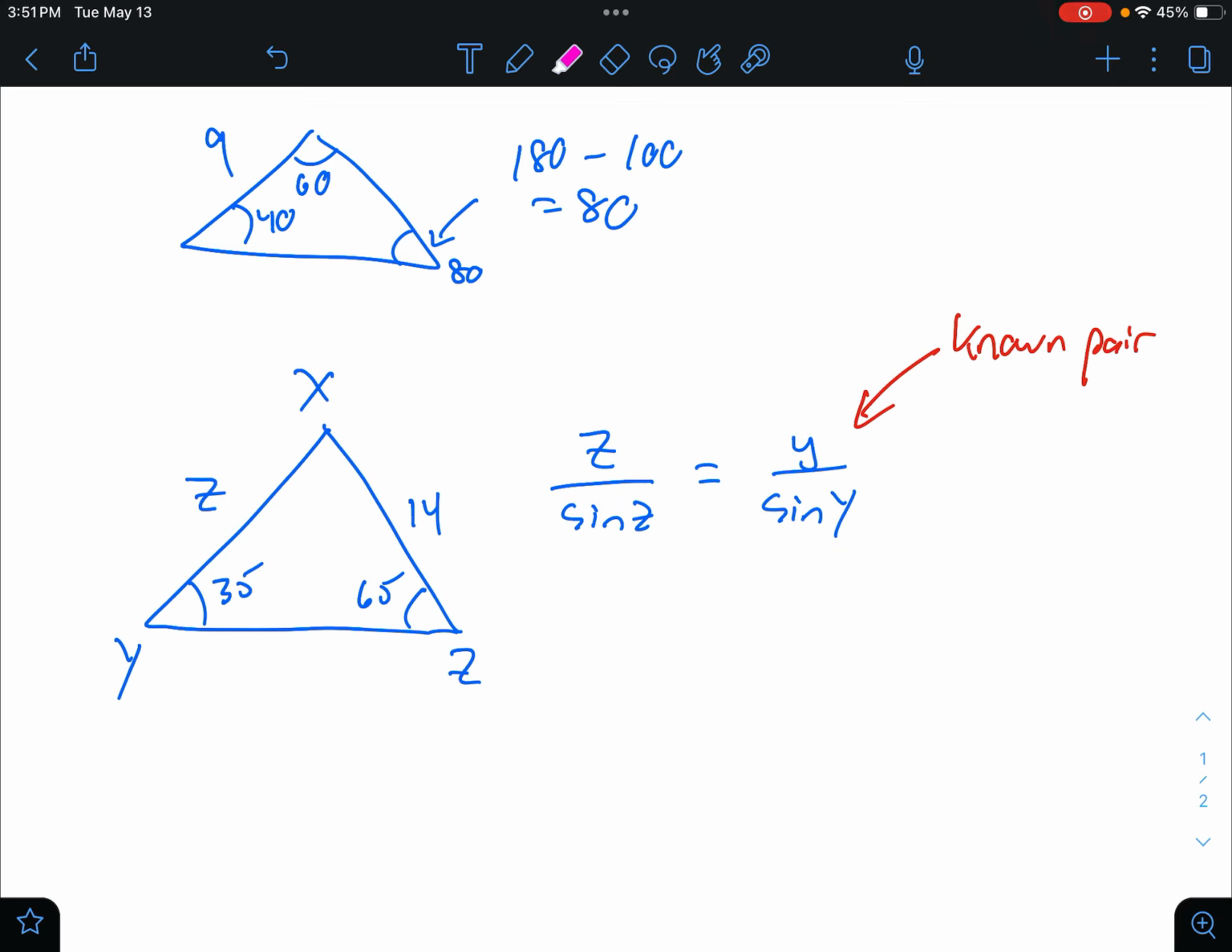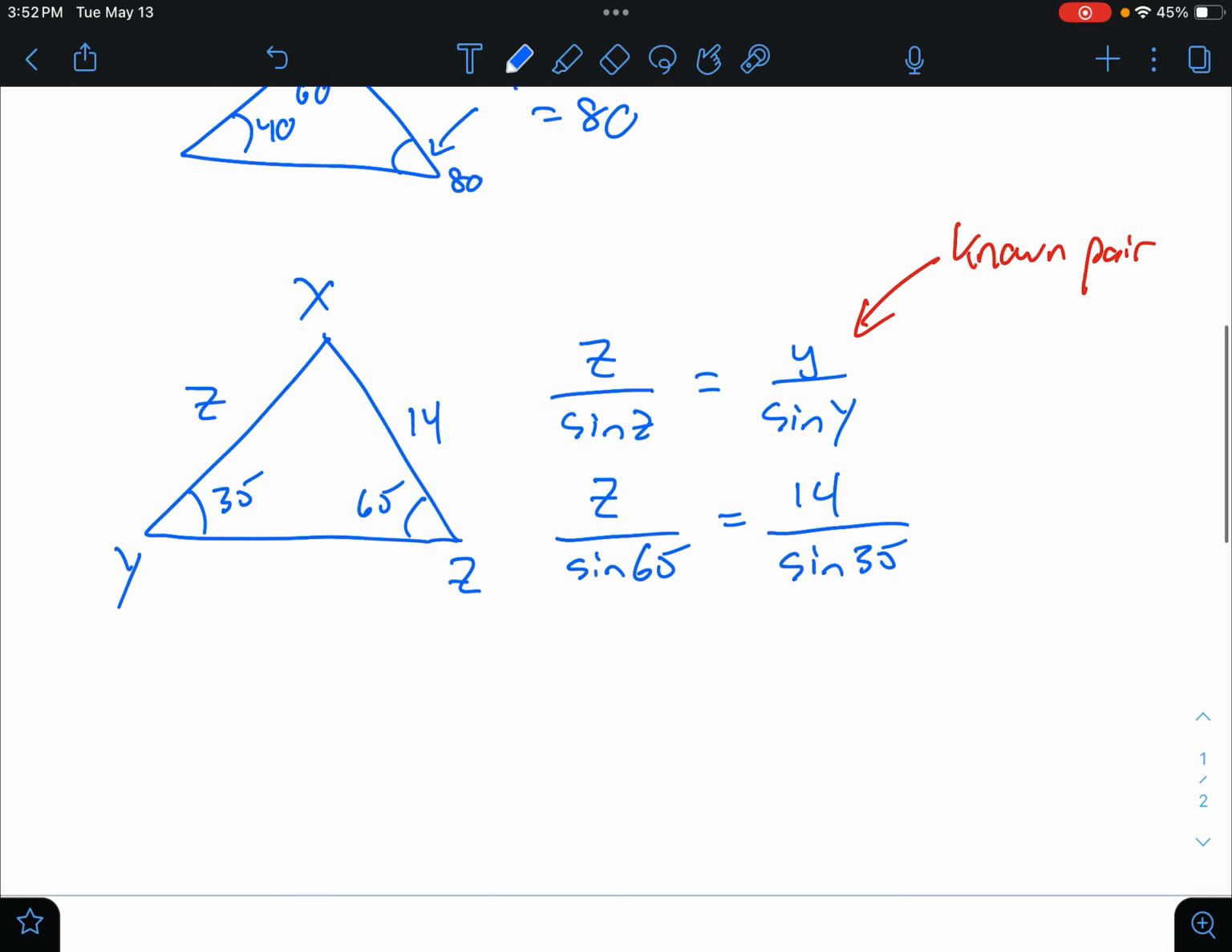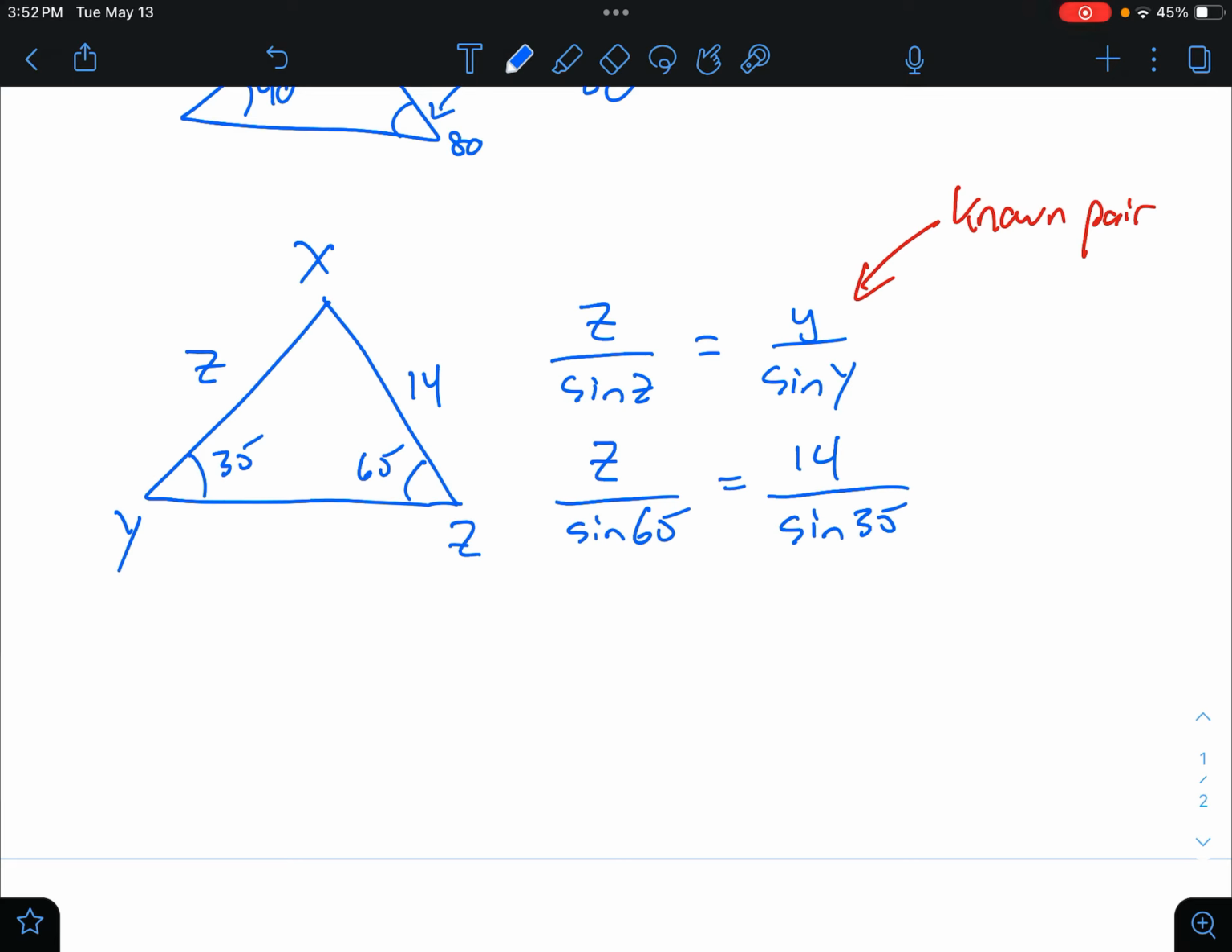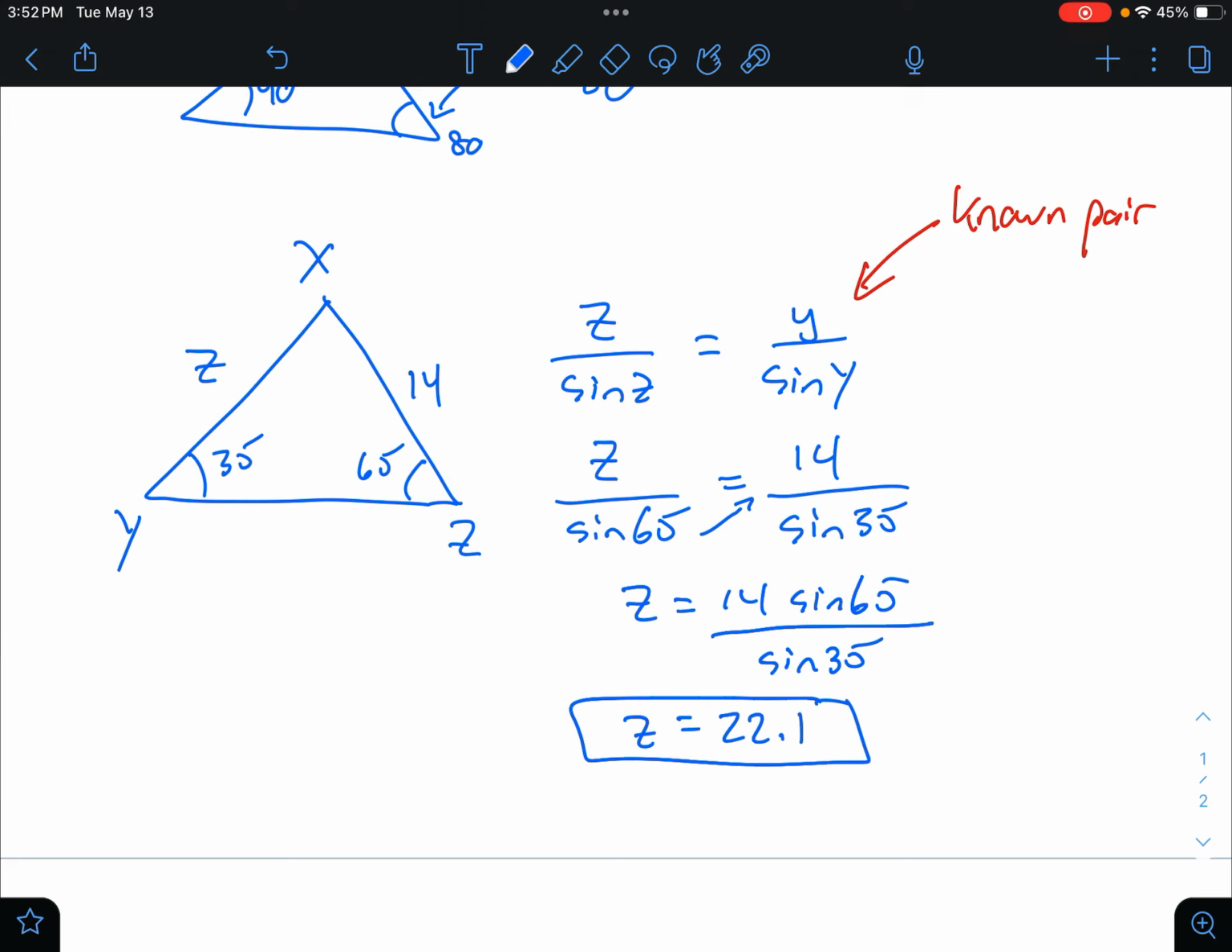So let's fill them in, and we'll see how this works out. We're going to say z over sine z, so sine z will be sine 65, equals y is 14, sine y will be 35. Just like that. Now, as long as we've done this the right way, which we have, the variable's in the upper left corner, all we do every single time is cross multiply the sine 65 up with the 14, and then we're done. So z is going to equal 14 times sine 65 divided by sine 35. And when you punch that in, use your calculator, you should get 22.1. And that's it. So the length of that little z would be 22.1.